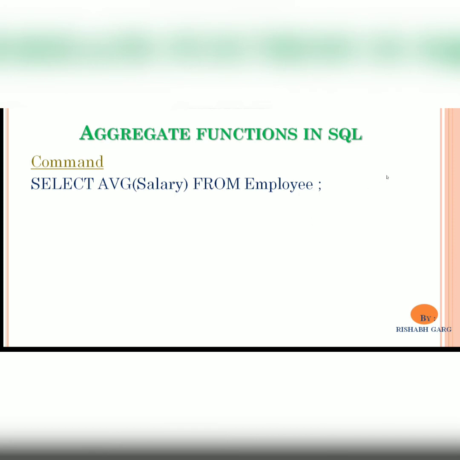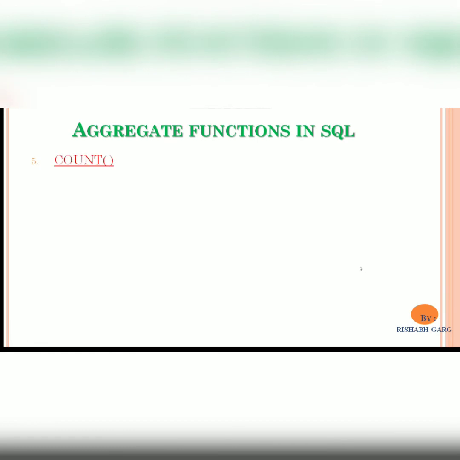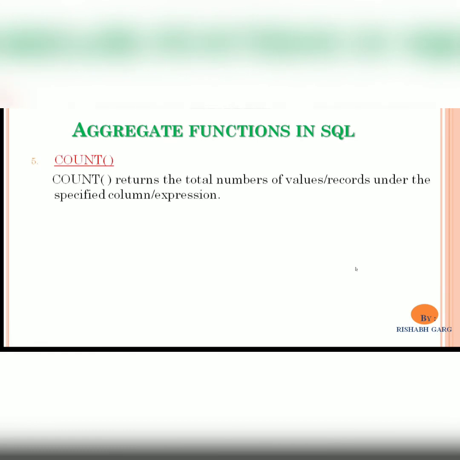After executing this command, the average of the salaries from the employee table will be displayed. I hope it's clear to all of you. So let's move on to our next function, that is count function. So count function returns the total number of values or records under the specified column or expression.